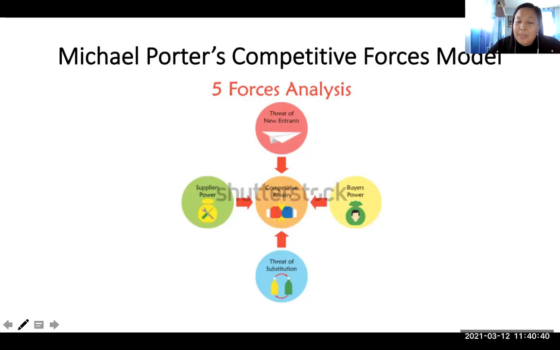Ibig sabihin, hindi pa ganun ka-stiff yung competition because there's a point of entry, especially if you have the capital to engage into instant coffee production. Pero sabi ko nga sa inyo, guys, we're doing it simply, but when we have the datos or data, it will have a different story na already. Okay, so that's Michael Porter's competitive forces model.